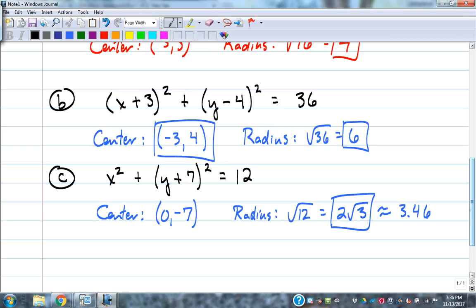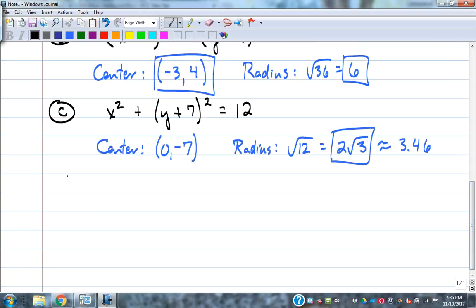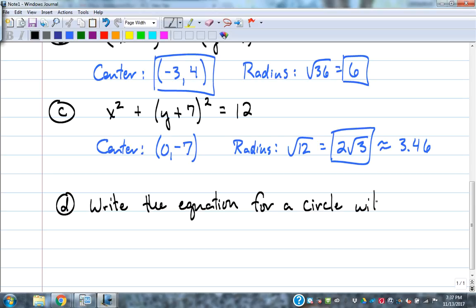All right. Let's go to the synthesis side of things. So they're taking it the other direction. Given a center and a radius, write the equation. Okay, so, simple one: write the equation for a circle with center at (6, 8) and a radius of 7.